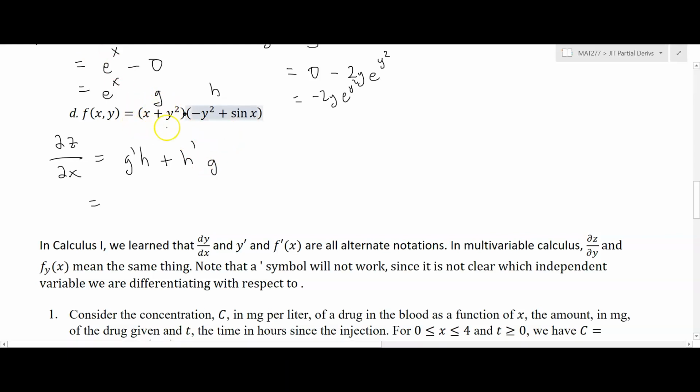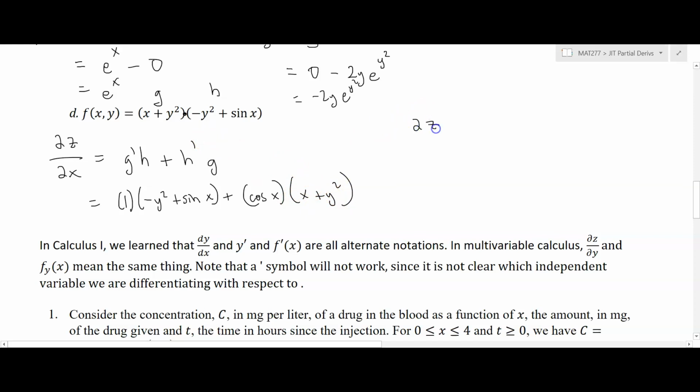So the derivative of g, which is this, with respect to x: the derivative of x is 1. The derivative of y squared is 0. So that's g prime. h is just negative y squared plus sine of x. The derivative of h with respect to x is going to be, well, the derivative of negative y squared is 0. The derivative of sine of x is cosine x. And then multiply that by g, which is x plus y squared.